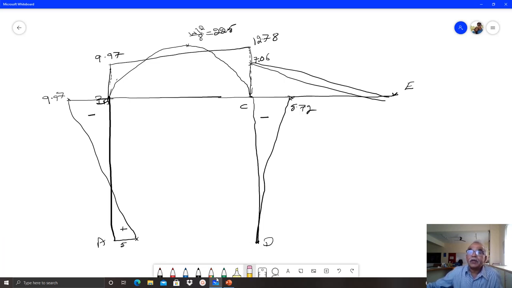Therefore, the bending moment diagram: this is negative, the net after superimposing, this is left with positive after superimposing, this is negative after superimposing.